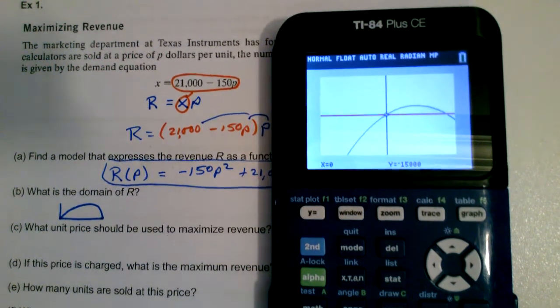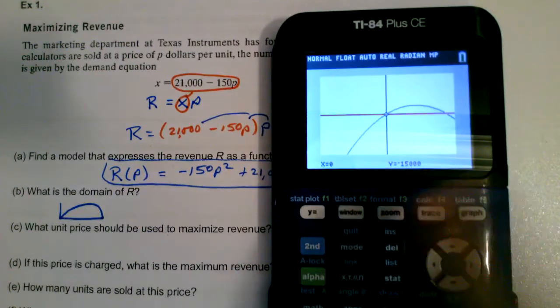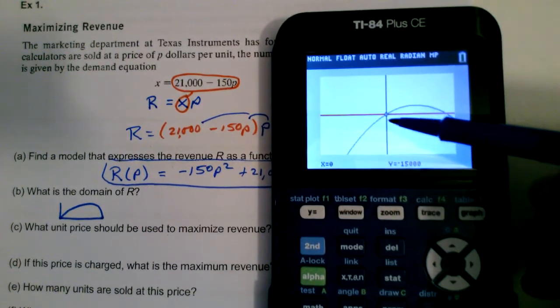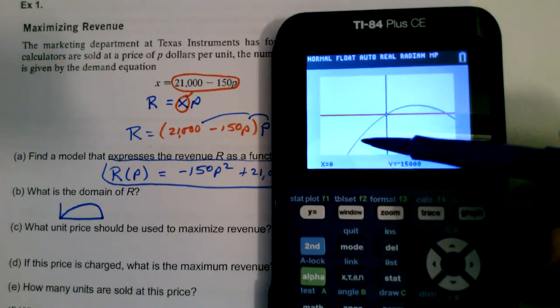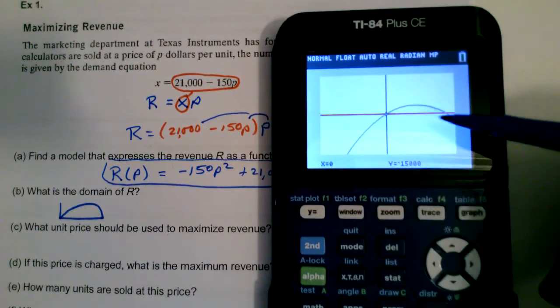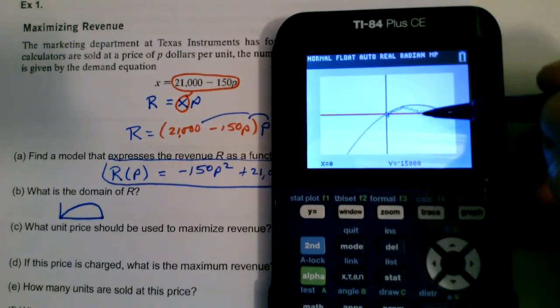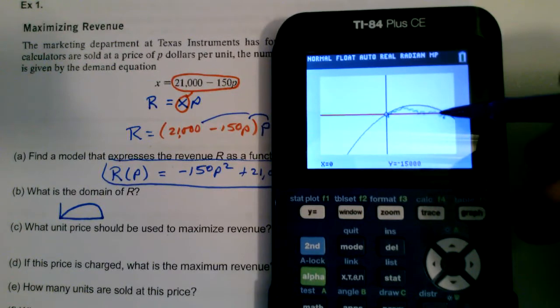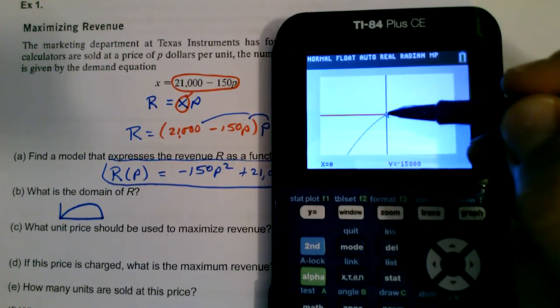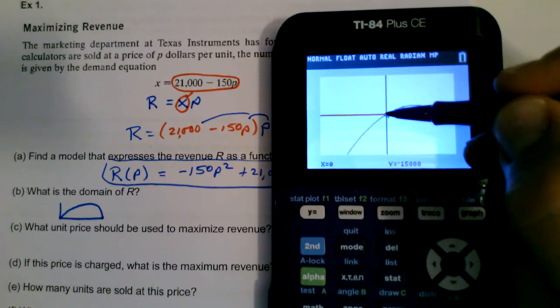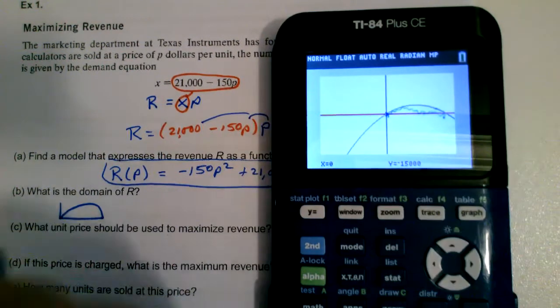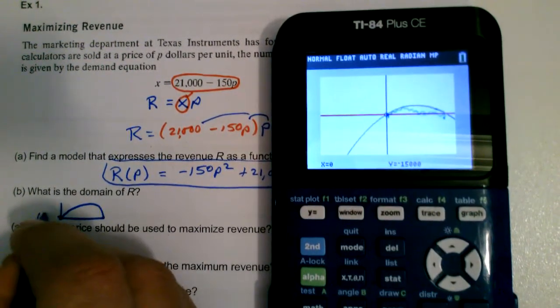Okay, domain. Now, the only thing I care about for this graph, in this case, is where the revenue is not negative. I don't want negative revenue. I only want it above 0. So when it says what's the domain, I only care about this part, this little hump. So this is when your price is 0 for x, and your revenue is 0. So that's going to be 0, 0 right there. So I'm going to make that 0, 0.